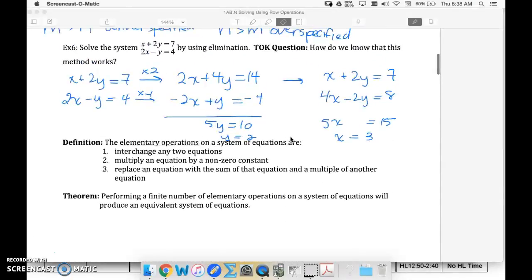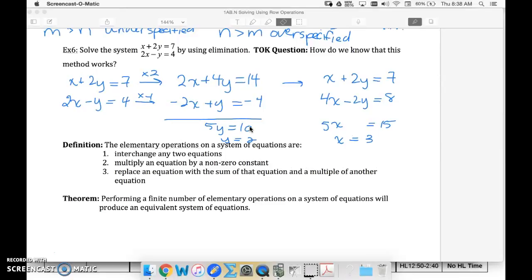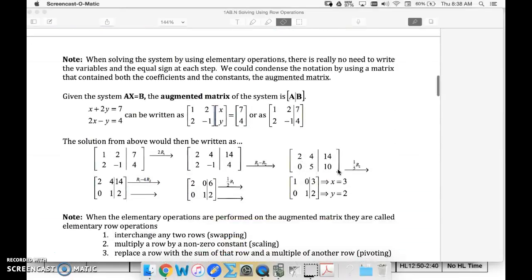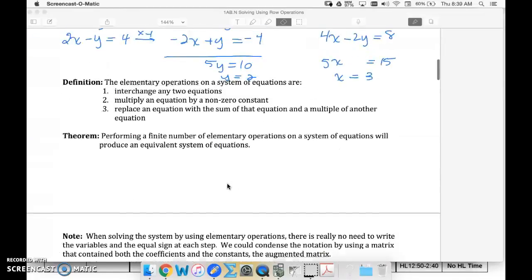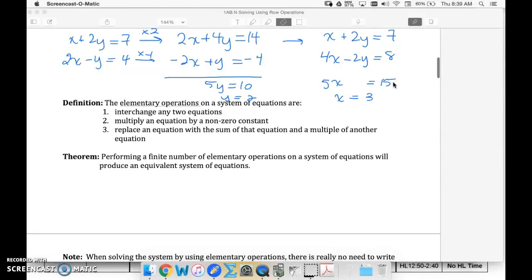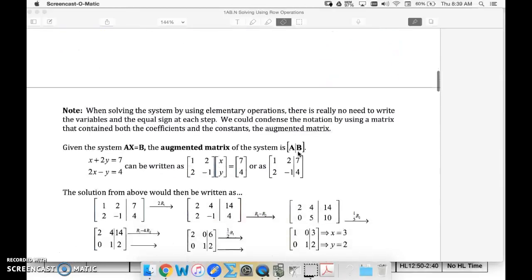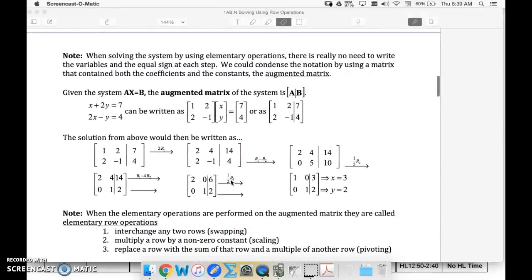Notice up here, I had 5y equals 10. So that's the same thing as I've got down here. 1/5, and I end up with 1, 2 in the bottom. Now, using this, I can say row 1 minus 4 row 2 gives me 2, 0, 6. I ended up with 5x equals 15. We've ended up with 2x equals 6.